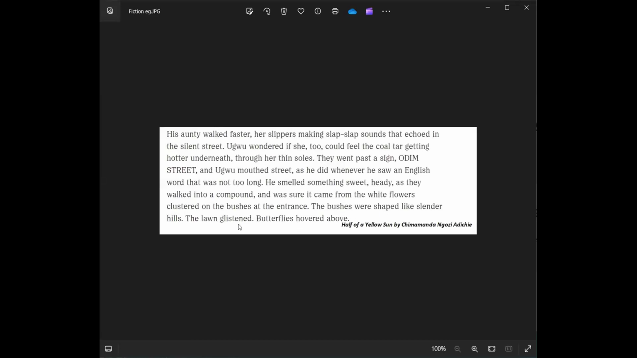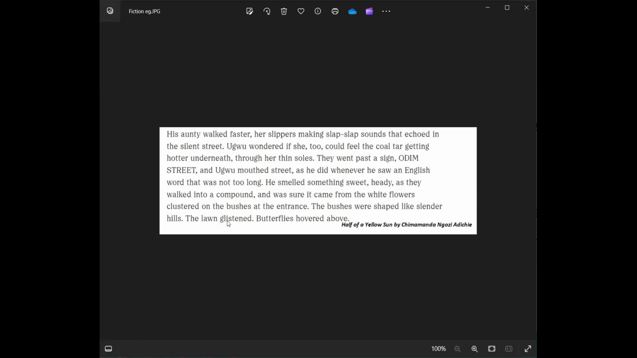His auntie walked faster, her slippers making slap slap sounds that echoed in the silent street. Ugwu wondered if she too could feel the cold tar getting hotter underneath through her thin soles. They went past a sign, Odim Street, and Ugwu mouthed street, as he did whenever he saw an English word that was not too long. He smelled something sweet, heady, as they walked into a compound, and was sure it came from the white flowers clustered on the bushes at the entrance. The bushes were shaped like slender hills, the lawn glistened, butterflies hovered above. And that's from Half of a Yellow Sun.